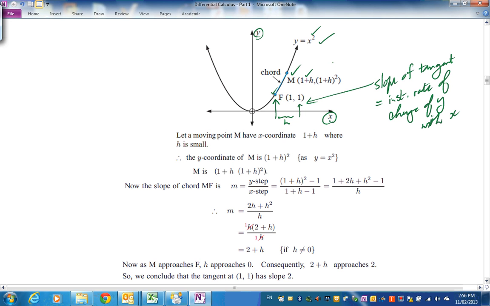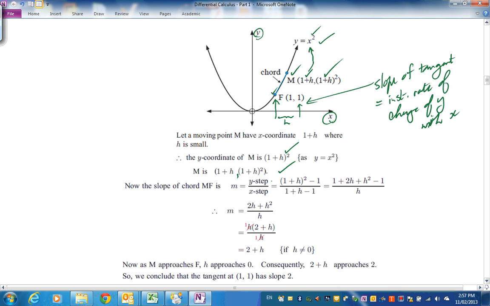What is the y value at that point? Well, to get the y value, you stick it in place of x in the function, so it's 1 plus h squared. So, do you agree that the y coordinate of m is 1 plus h squared by subbing into y equals x squared? So m therefore is the point 1 plus h, comma, 1 plus h squared. So let's work out the slope of the chord and see if we can find its limiting position.